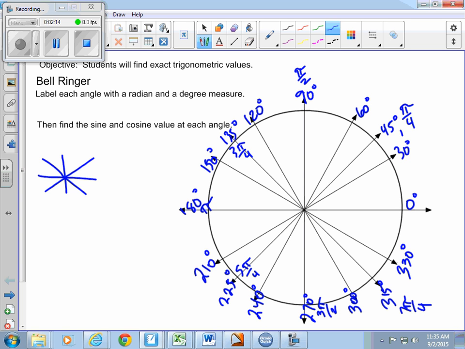You can put 2 pi. You could also put 0 radians. Either way, that's the same thing. It's 0 radians, it's 2 pi radians. Any questions about those? Now let's draw another picture for the 30, 60, 90.